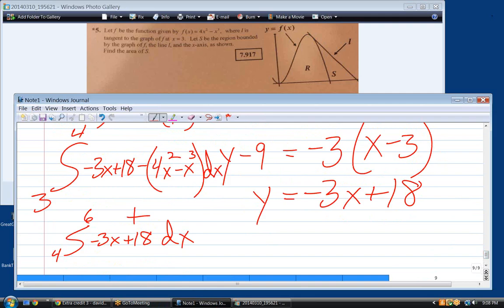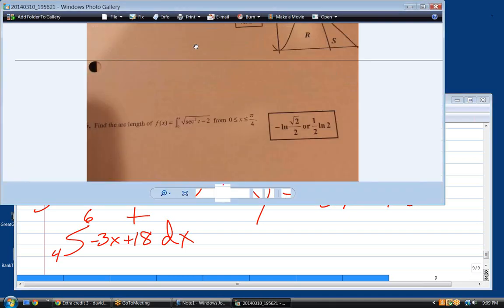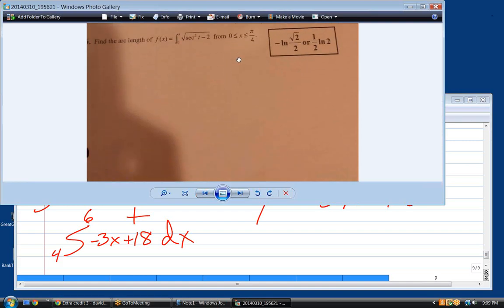Should we do that by hand or in the calculator? I'll do that in the calculator. Why don't we leave that there? I'm 90% sure that's right. That'll give you 7.917. Let's not spend our time doing the arithmetic. Let's look at this one first.